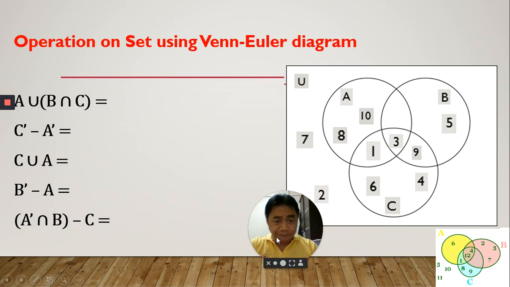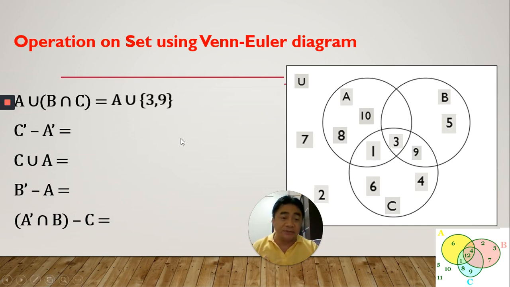So we have here, again, by just looking at the diagram, we're going to figure out the resulting elements. So first, for the number 1, we have here the union of A to the intersection of B and C. Okay, so we're going to start with the bracket, B intersects C. So this B, this C, and intersection is this one, 3 and 9, right? And union with A. A are this. So we're just only combined with this. We have 10, 8, 1, 3, and 9. Okay? Or 1, 3, 8, 9, and 10.